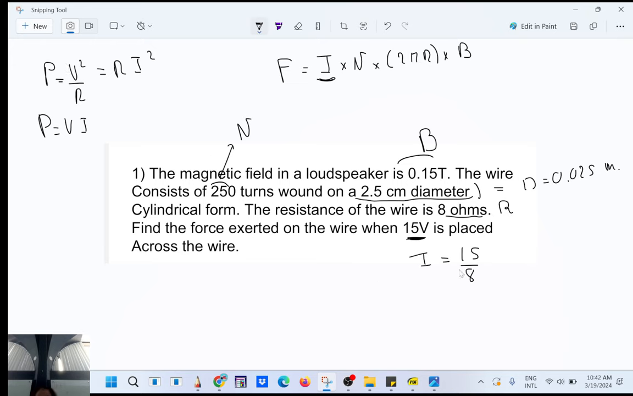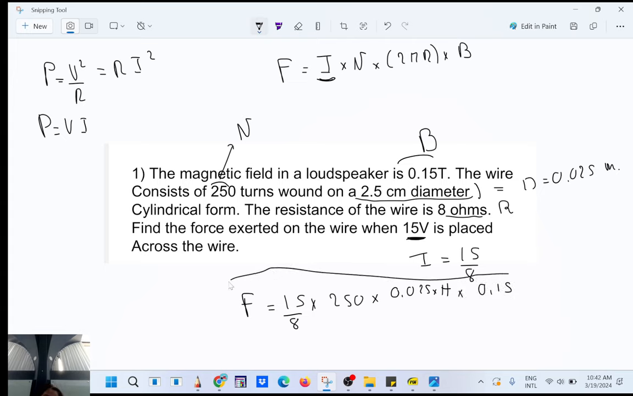That was a tangent. Okay, so the force will be 15 divided by 8 times 250 times 0.025 times pi times 0.15. What did you get? 0.5 Newton? Okay, thank you.